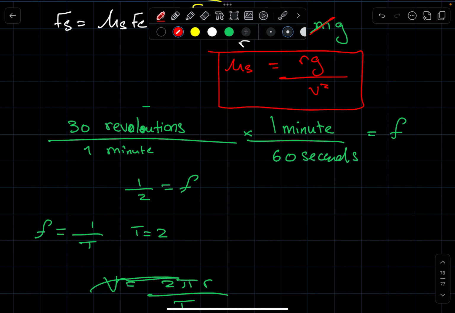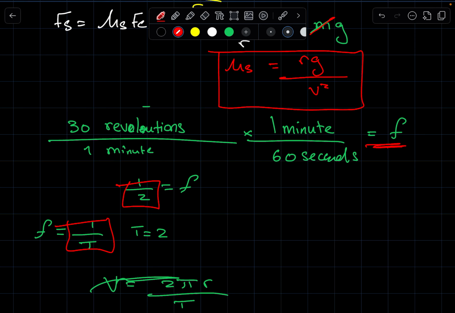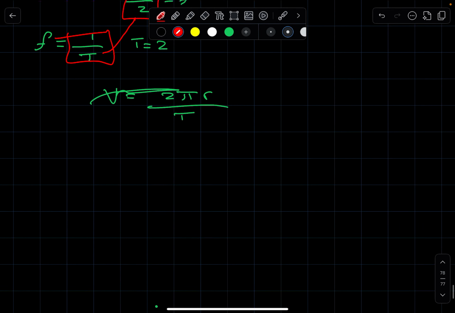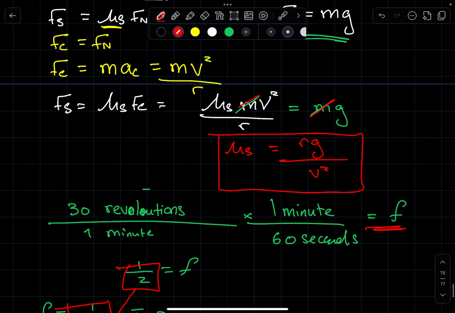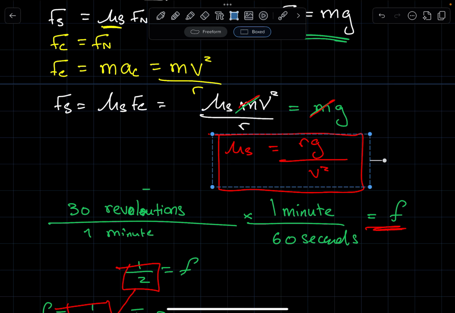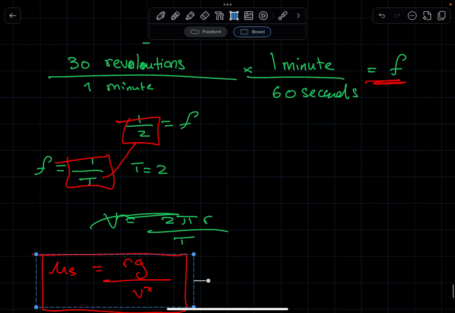Now, we know that it has a speed of 30 revolutions per minute. 30 revolutions per minute times 1 minute over 60 seconds is the frequency. Frequency equals 1 over T, and in this case, it's 1/2. So T is equal to 2. Now, since T is equal to 2, we bring this equation down here.